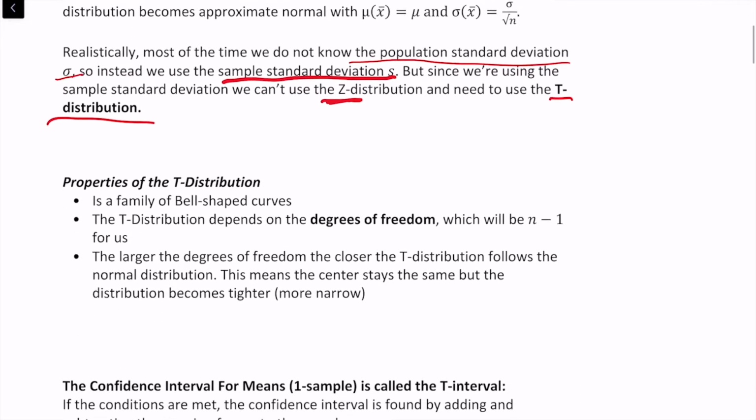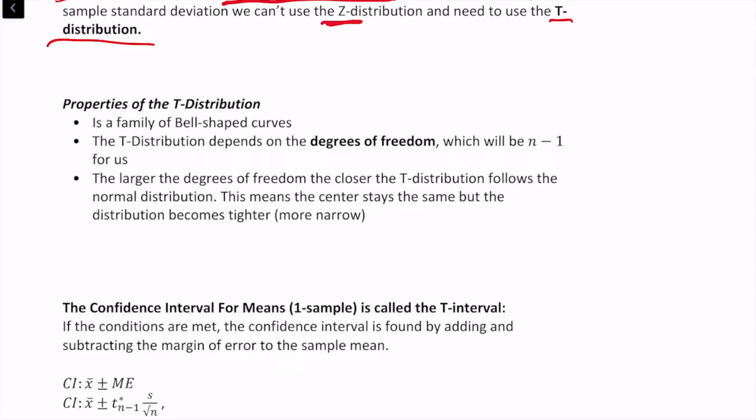The T distribution is a family of bell-shaped curves. We know the normal distribution is a bell-shaped curve, something like this. But it turns out that the T distribution has fatter tails. What I mean by that is that as the tails approach the horizontal axis, there's a little more space between them and the horizontal axis.